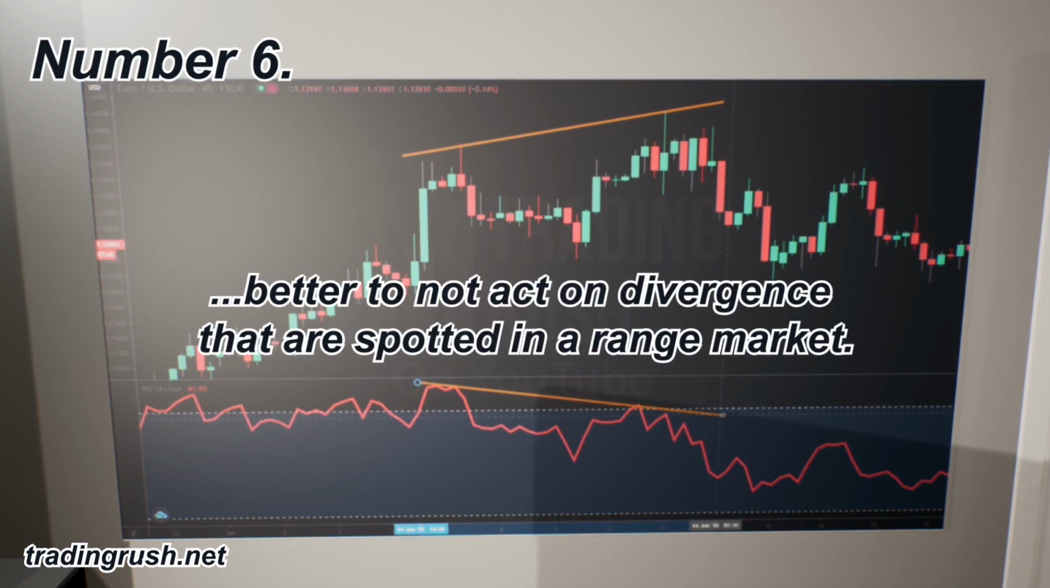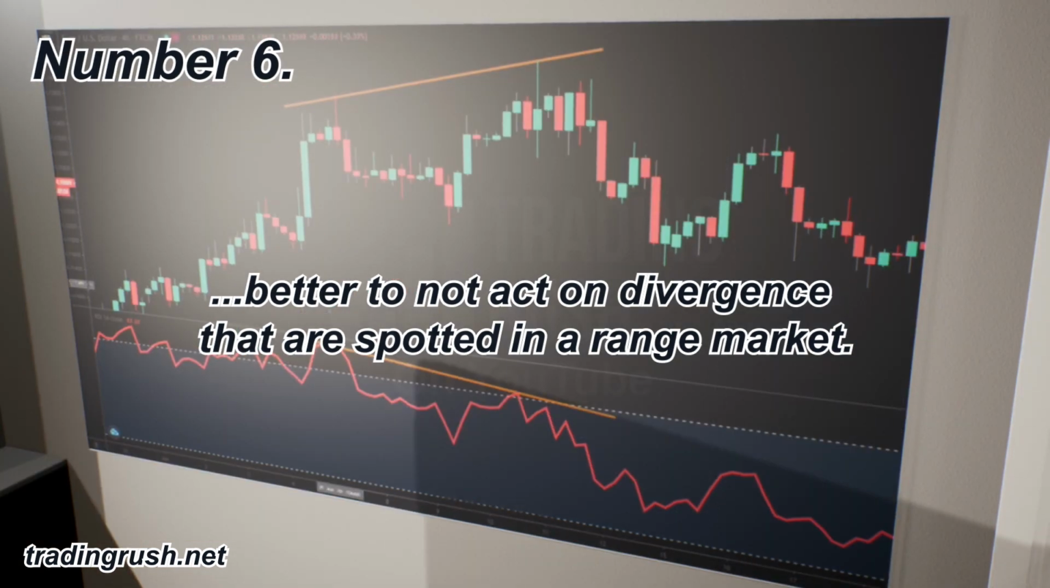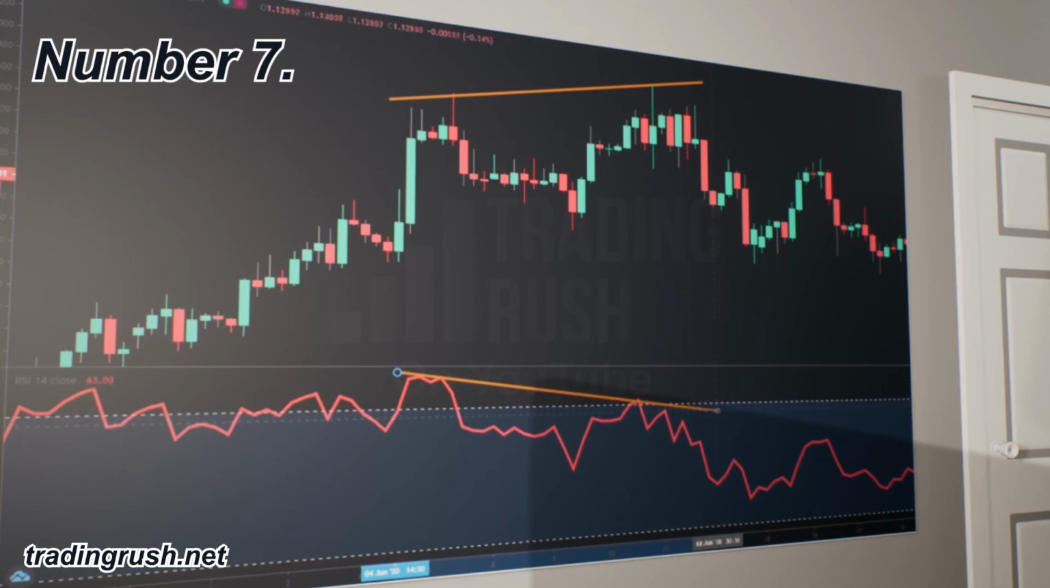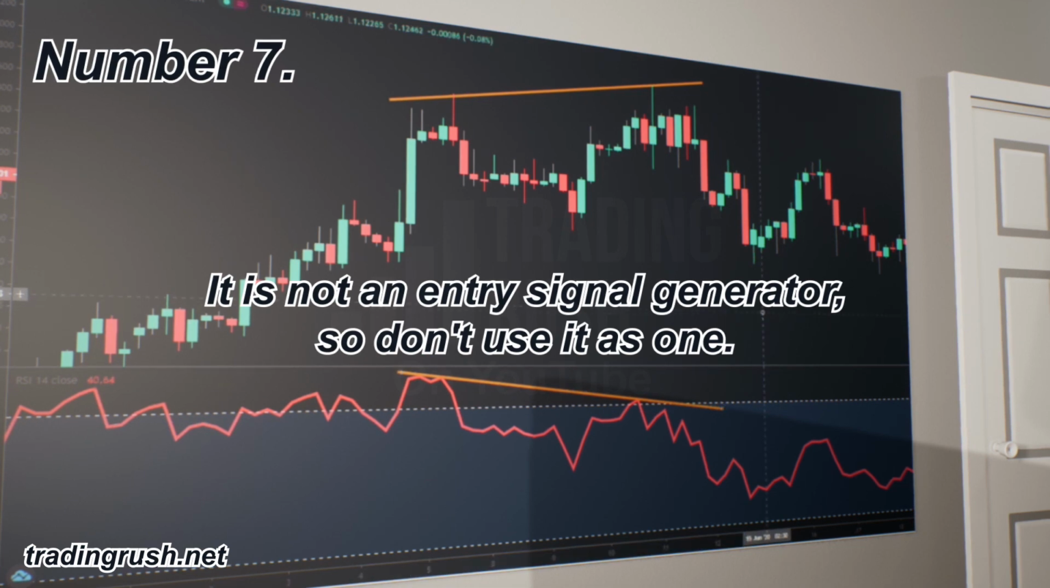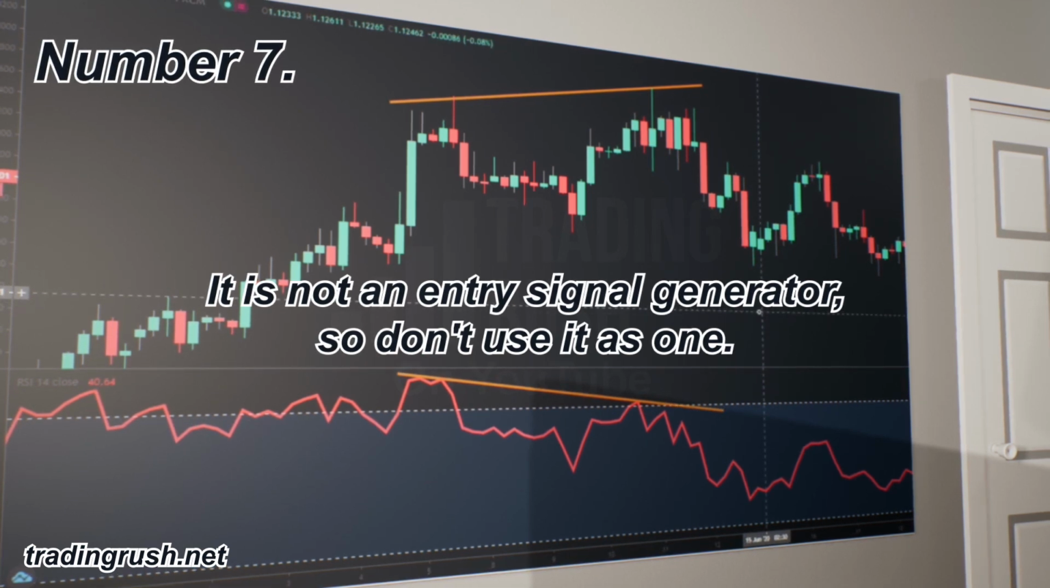Number 6. It is better to not act on divergences that are spotted in a range market. Number 7. It is not an entry signal generator, so don't use it as one.